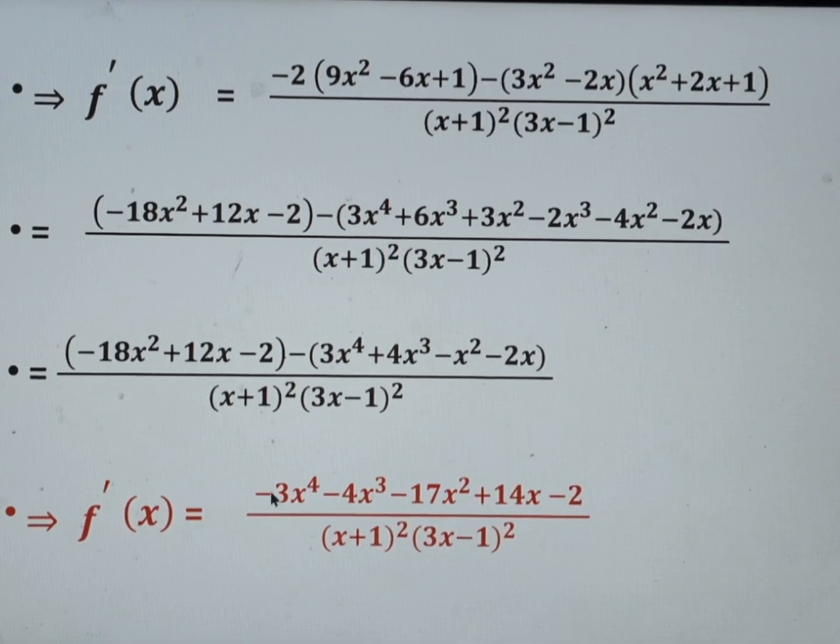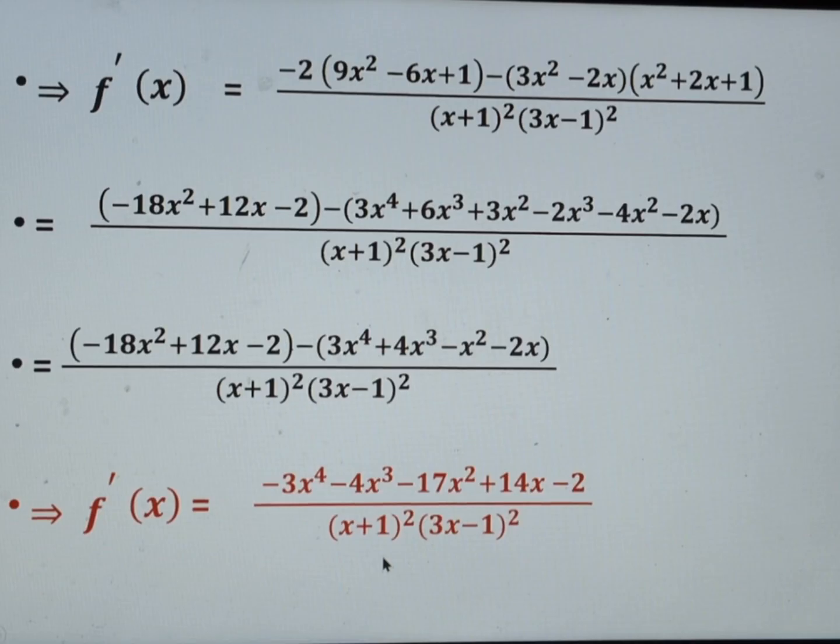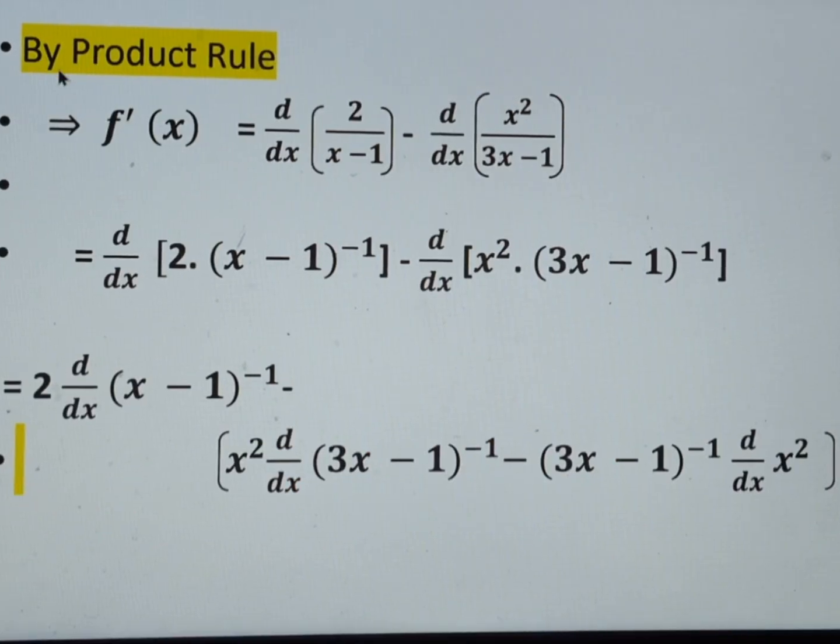we get the final result f dash x equal to minus 3x raised to power 4 minus 4x raised to power 3 minus 17x square plus 14x minus 2 over (x plus 1) square into (3x minus 1) square. Now, the same example can also be solved by the product rule. It depends on you how the idea strikes your mind.